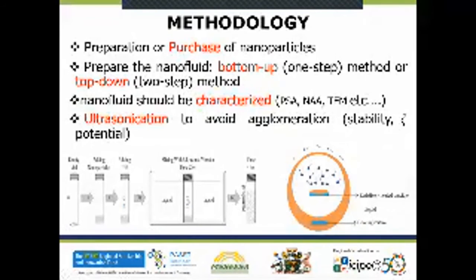The second, the two-step or top-down, is by preparing the nanoparticles first. After that, adding or injecting them inside any base fluid, like deionized water or any base fluid. After that, we can do some sonication by stirring, mixing or vibrating or something like that. So we get the nanofluid in two steps.